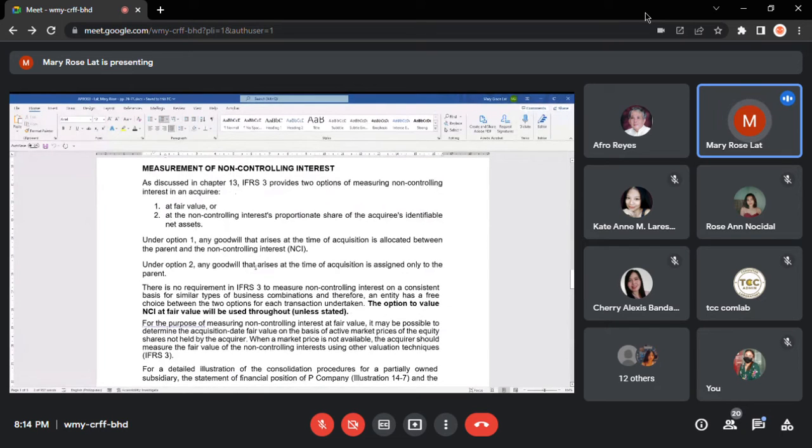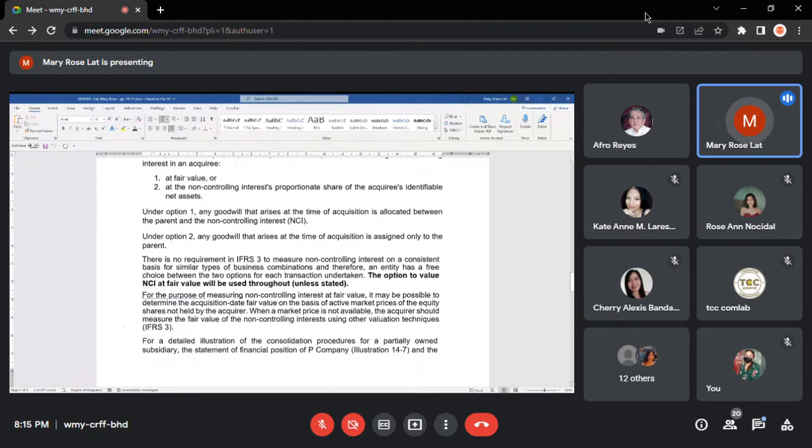Measurement of non-controlling interest. As discussed in Chapter 13, IFRS 3 provides two options of measuring non-controlling interest in an acquiree. First option, at fair value, or second, at the non-controlling interest's proportionate share of the acquiree's identifiable net assets. Under option 1, any goodwill that arises at the time of acquisition is allocated between the parent and the non-controlling interest or NCI. Under option 2, any goodwill that arises at the time of acquisition is assigned only to the parent.